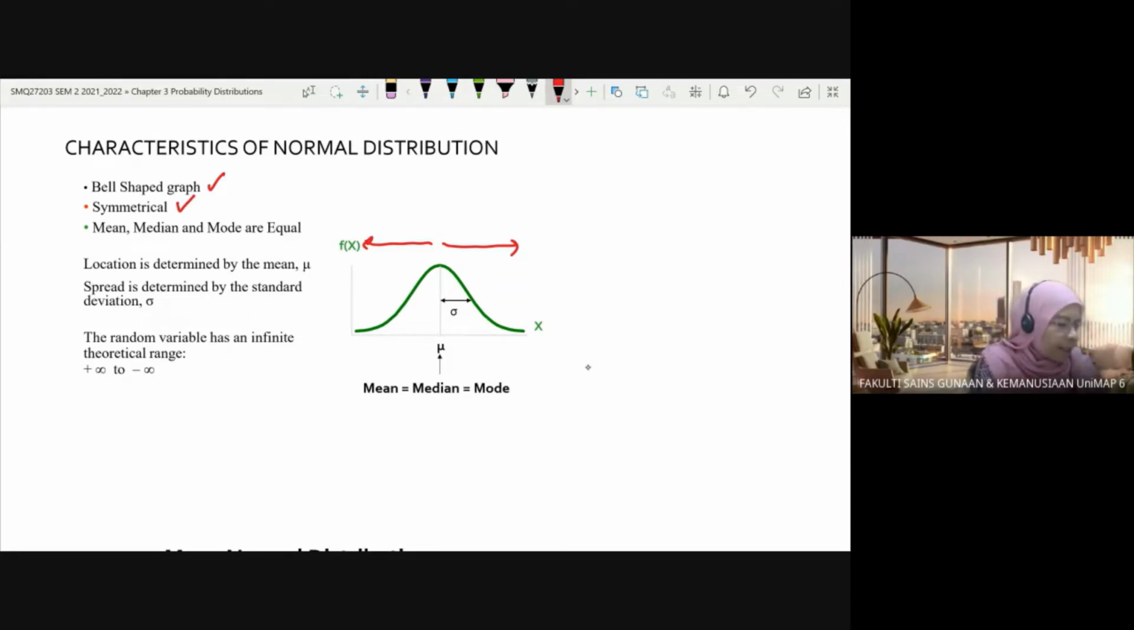The mean, median, and mode are equal. What does this mean? These are called the measures of central tendency, MCT, where the mean, median, and mode all reflect the middle value.